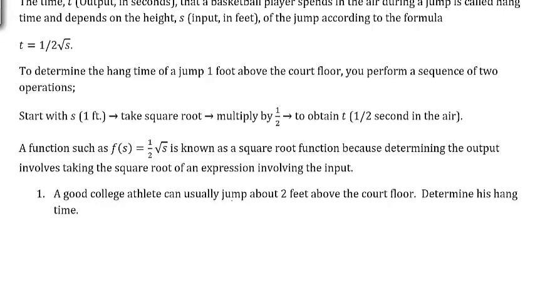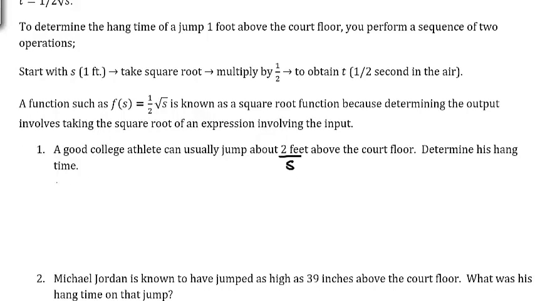A good college athlete can usually jump about 2 feet above the court floor. Determine his hang time. Again, the hang time is t, how long they would spend in the air, and s is the height above the ground. So this 2 feet is s, and we want to calculate t. Here's the function in function notation, and we want to find f of 2. That will be 1/2 times the square root of 2. We're just going to replace this s with 2.